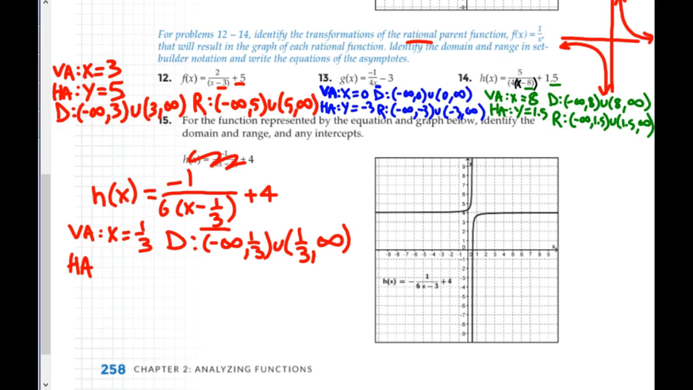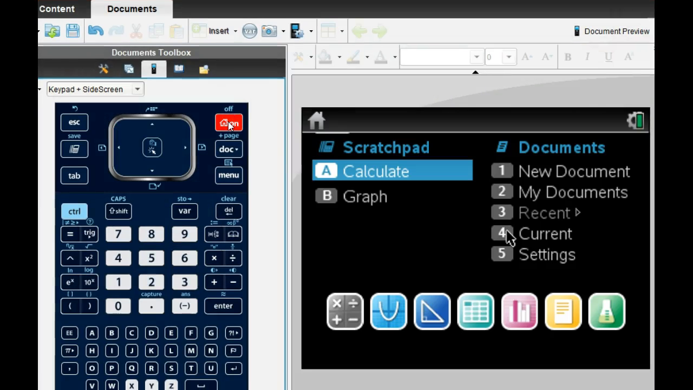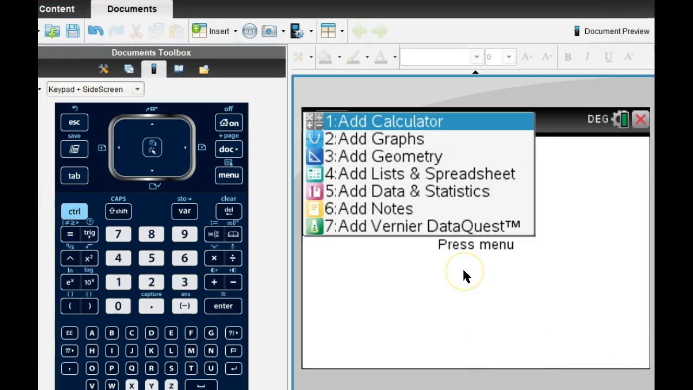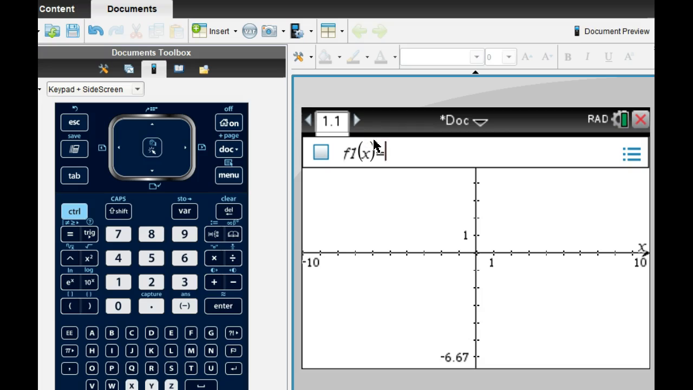Horizontal asymptote uses the letter d value, which is 4. Y equals 4, so the range is negative infinity to 4, union 4 to infinity. Okay. Let's get these intercepts. Let's graph it. New document, don't save. Graph.